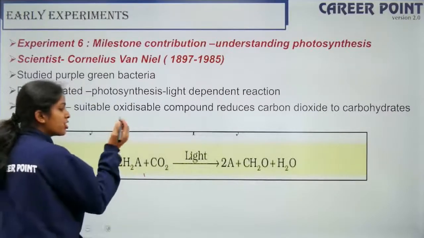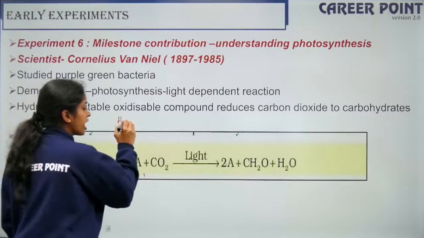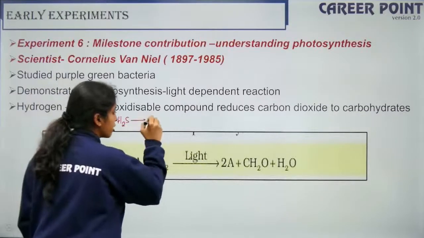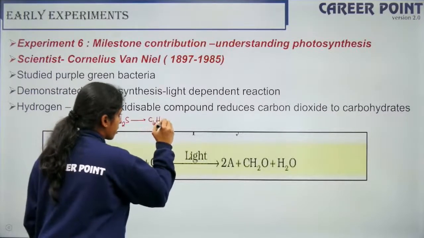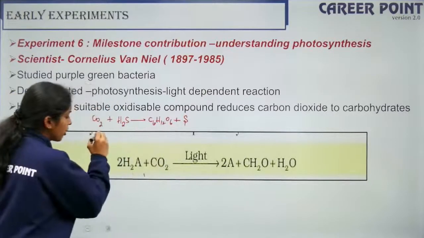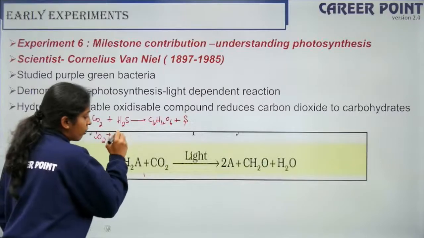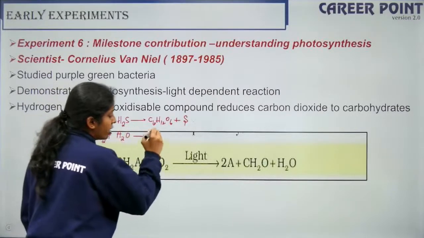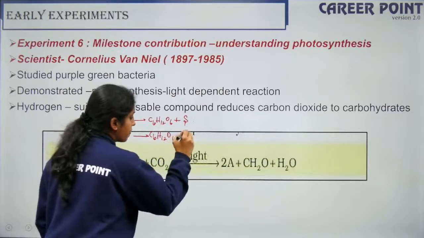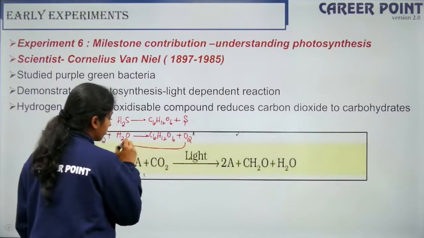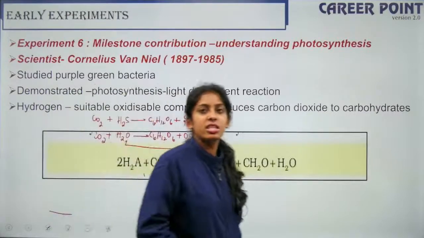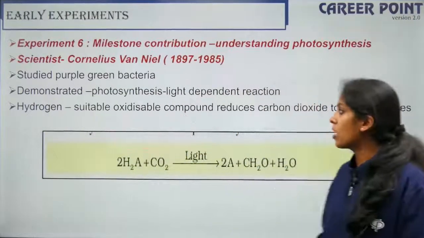For example, imagine a chemoautotroph is using H2S plus carbon dioxide to get glucose plus sulfur. So if it's water, then you have oxygen. So the oxygen comes from water and not from carbon dioxide. So this is the conclusion Cornelis van Niel gave us.